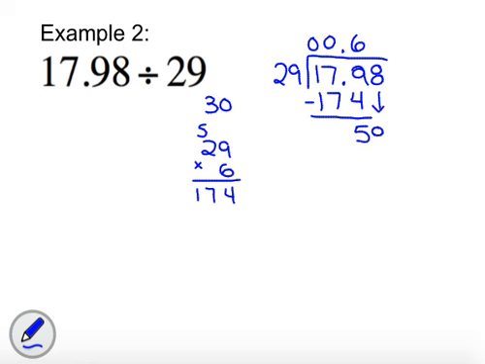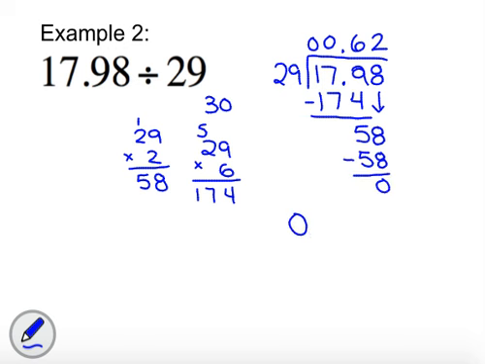I'm going to bring down my 8. 29 again is close to 30. 58 is close to 60, so it seems like this would go in twice. So let's try 29 times 2. 18, carry your 1. 2 times 2 is 4, plus 1 is 5. That's 58. Subtract, you get 0, so you're done with that problem. So your answer should be 62 hundredths.